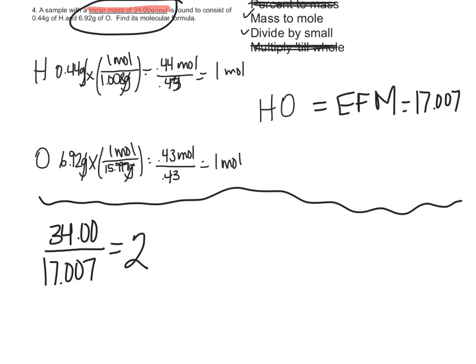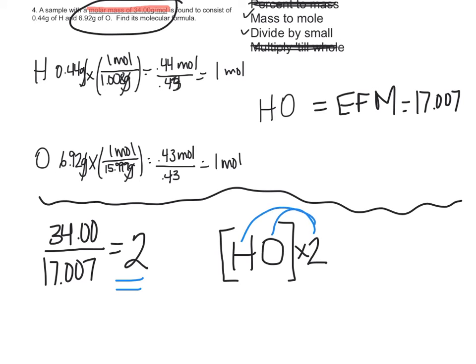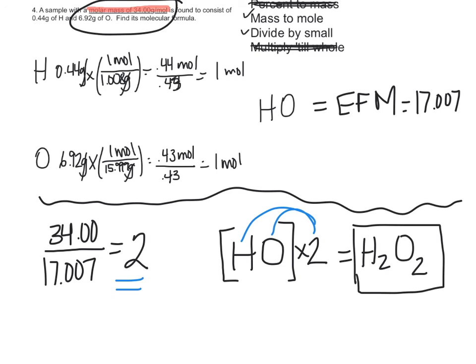So remember, a molecular formula is a multiple of an empirical formula, and here I just found my multiple. So I'm going to take my empirical formula, HO, and I'm going to multiply it by a factor of 2. When I distribute, I'm going to get H2O2. Again, when I analyze the ratio of those subscripts, I can see that it's not in simplest form, which is okay. That is my molecular formula.